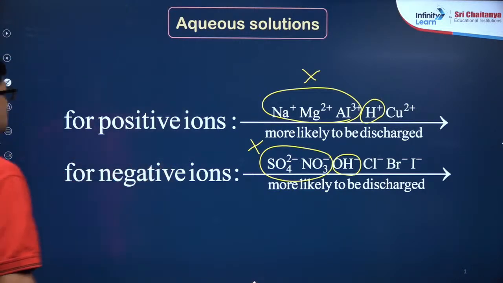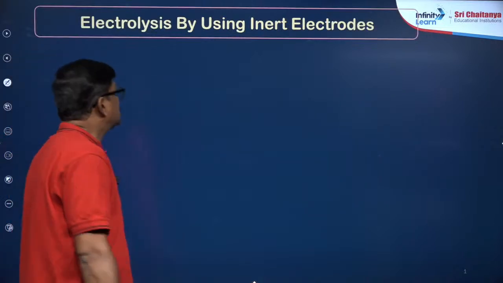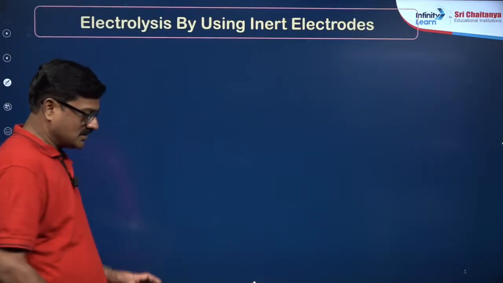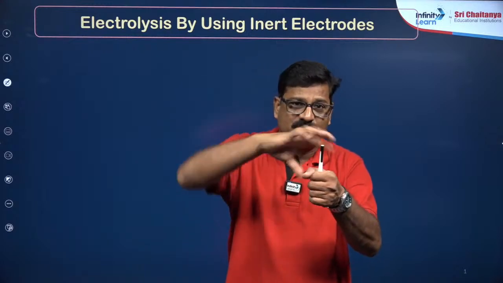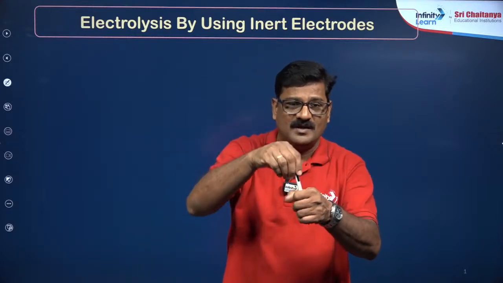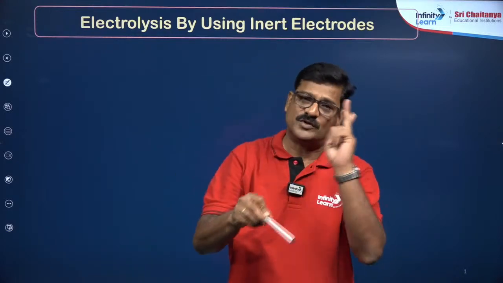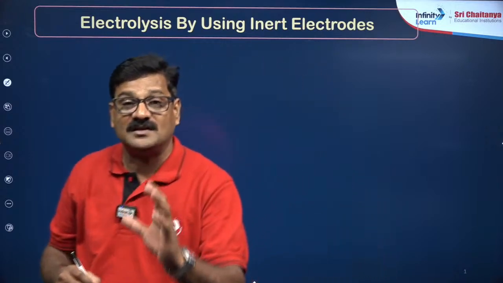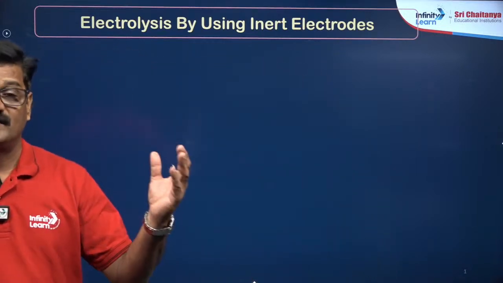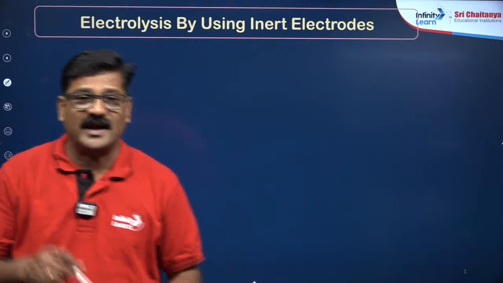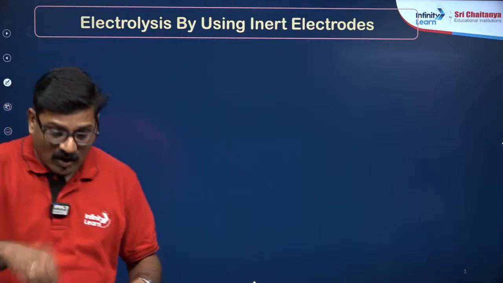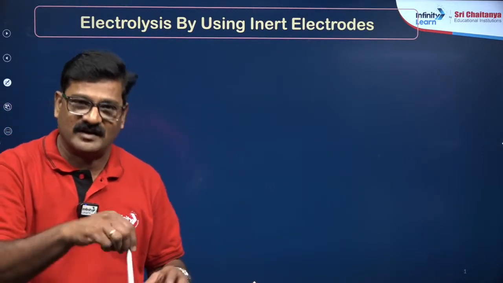Okay, talking about the aqueous solution, electrolysis by using inert electrodes. What is an electrode? An electrode is a metal rod that is dipped into the electrolyte. This electrode is of two types. One is an inert electrode, another one is an active electrode. An inert electrode means the electrode that does not react. It only conducts, that's it.